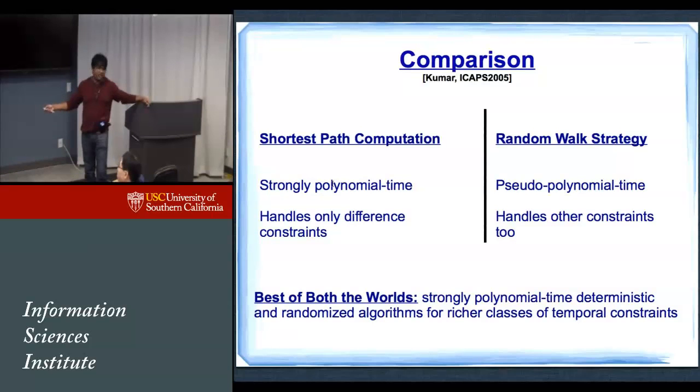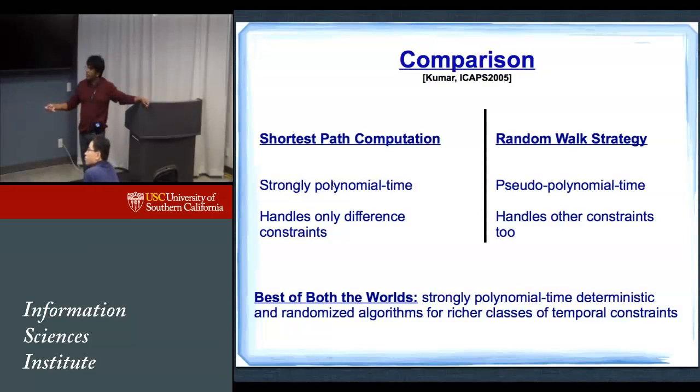Now I can go back and compare the shortest path computation algorithm for solving simple temporal constraints and the random walk strategy. The shortest path was clearly strongly polynomial time. We had no reason to be doing the random walk strategy at all. The good thing about the random walk strategy is that it is not tailored to simple temporal constraints. There are other kinds of constraints it can handle as well, namely those disjunctions that I showed you.